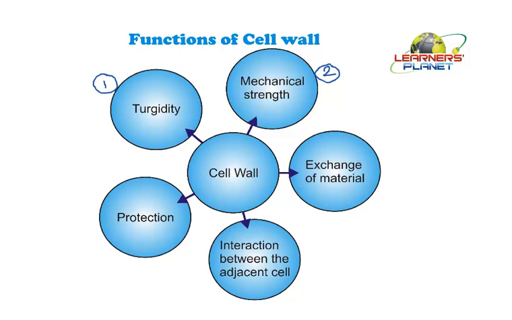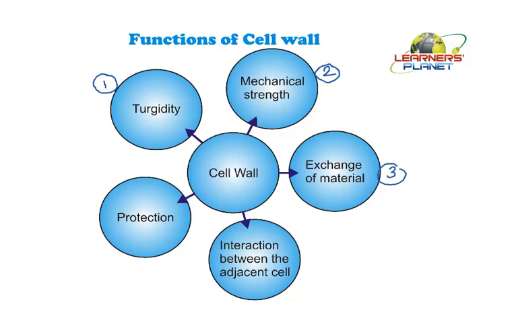And so for this purpose, the mechanical strength has to be very high. Therefore, the strength is provided by the various chemical molecules which are present inside, as well as its dead nature. It helps in exchanging the material. How does it help in exchanging the material? Because it is permeable, so it will support the exchange of material in and out of the cell.